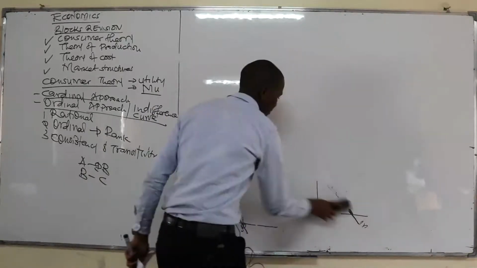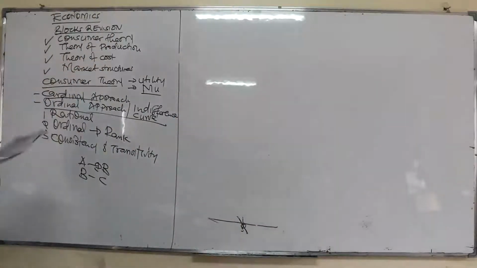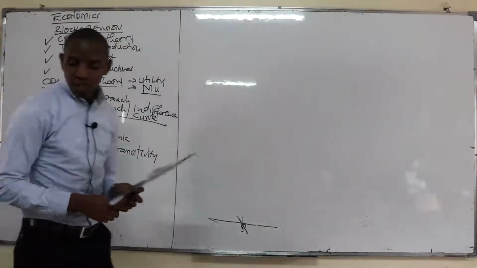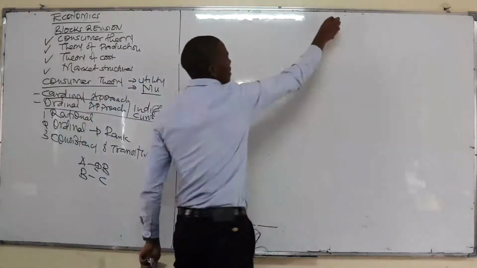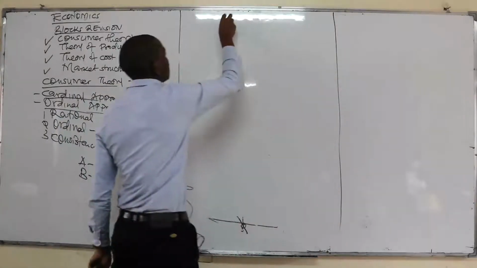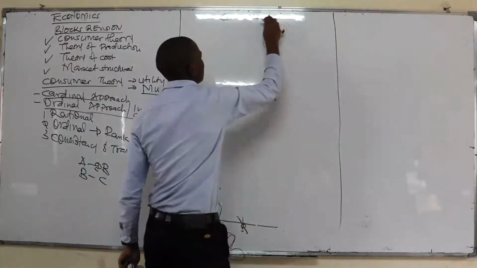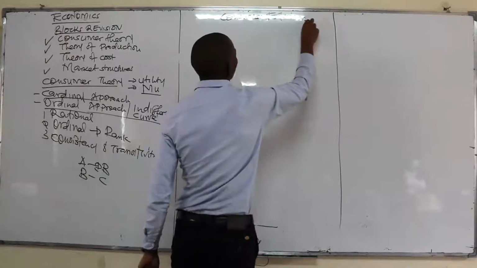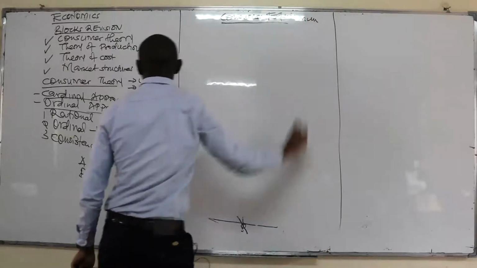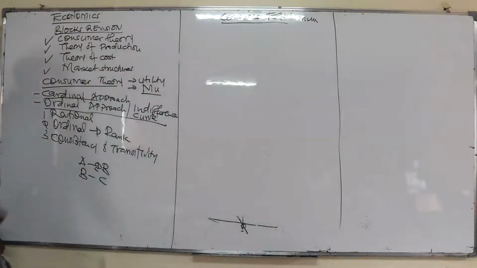What is giving rise to what we call the indifference curve? Now, when we talk about the indifference curve, this is what is helping us to explain what we call the consumer equilibrium. The consumer equilibrium, and in this case it is the ordinalist approach. We want to know how the consumer will be at equilibrium.